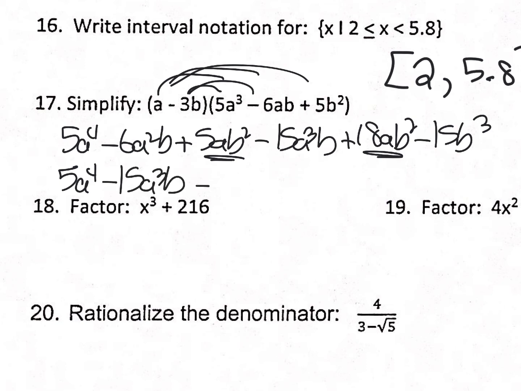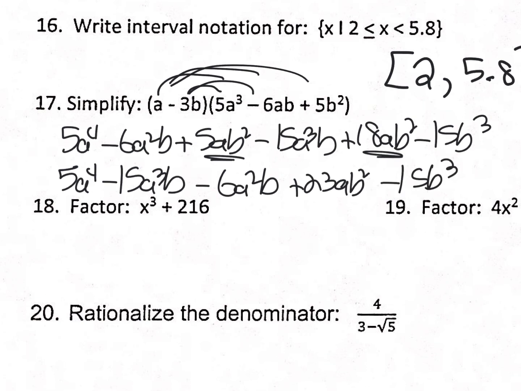Then I'm going to put my a squared, my 6a squared b. Then the ones I underlined, which would be 23ab squared. And then the last term, 15b cubed, that has no a. So I kind of went in decreasing order of my a's. Kind of the best way to go there. So not tough, just be careful on that one.